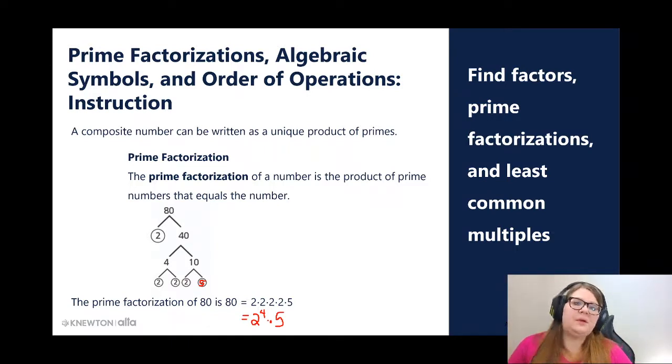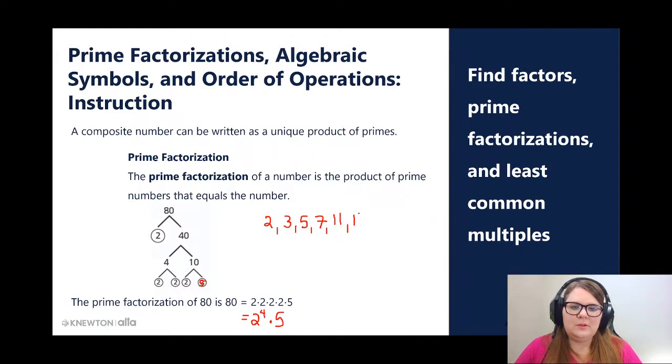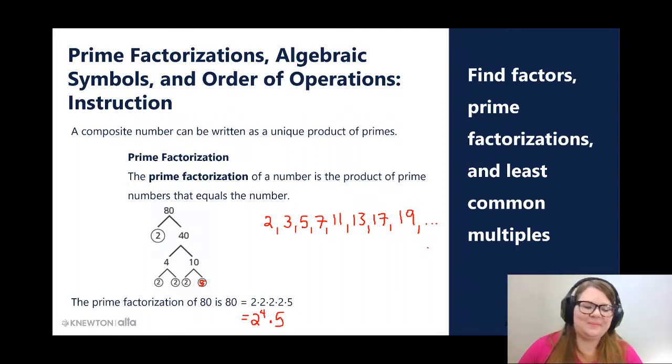So one thing I do want to point out to you here is that it is a good idea to be able to identify the first few prime numbers. So I'm going to list them out for you just so that you have them on hand. 2 is prime, 3 is prime, 5, 7, 11, 13, 17, and 19. So these are the first few prime numbers. You'll notice 2 is the only even prime number because every even number that's larger than 2 is divisible by 2. So that means it's not prime.